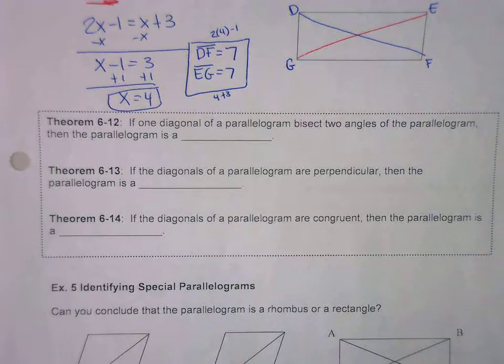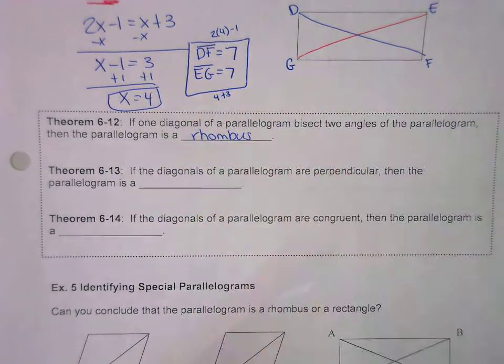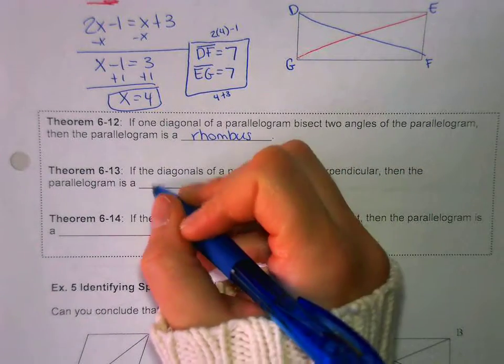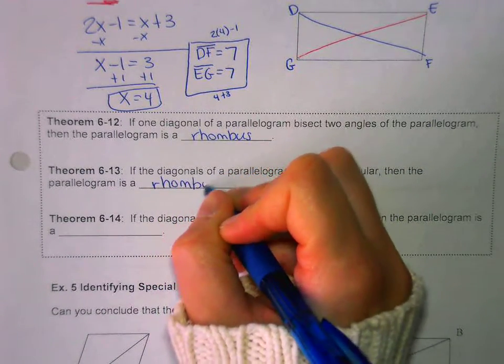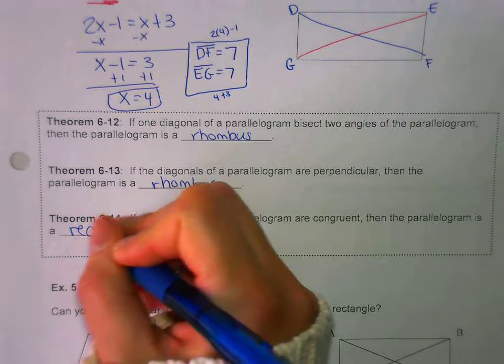Theorem 6-12: if one diagonal of a parallelogram bisects 2 angles of the parallelogram, then the parallelogram is a rhombus. Theorem 6-13 states that if the diagonals of a parallelogram are perpendicular, then the parallelogram is a rhombus. Theorem 6-14: if the diagonals of a parallelogram are congruent, then the parallelogram is a rectangle.